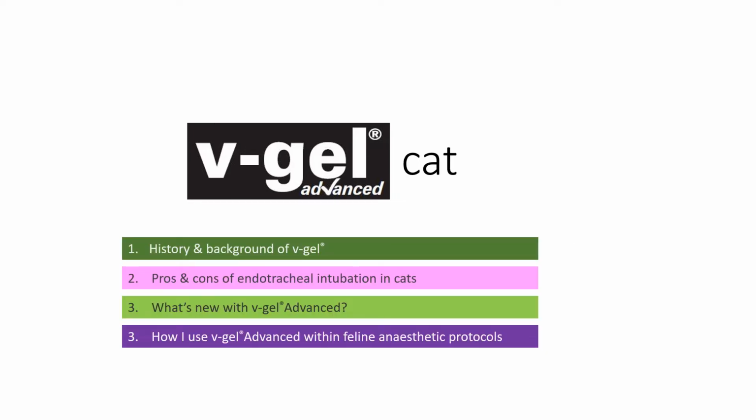In this webinar then, we're going to go through a little bit about the history and the background of VGel devices, where they came from. We're going to work through a little bit of endotracheal intubation in cats, and I'm going to go through some of the things that you may not have come across with intubation before. And then, as we said before, what's new with the VGel Advanced devices and how we fit those into anaesthesia protocols.